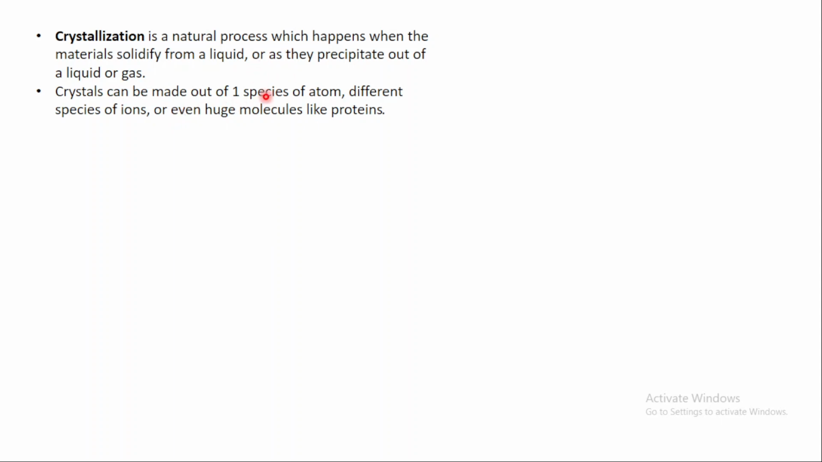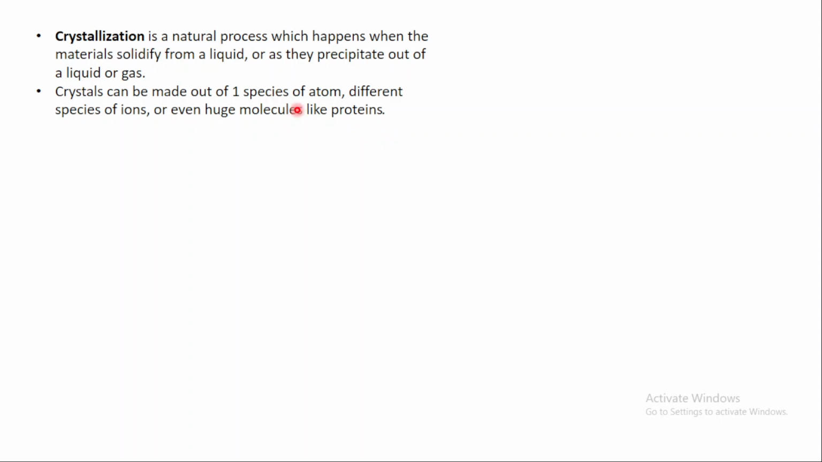Crystals can be made out of one species of atom, different species of ions, or even huge molecules like proteins. So it's not always that only materials can form crystals. Even atomic species can form crystals. Ionic species like NaCl, we have sugar cubes. Sugar is made up of sucrose. We have NaCl, an ionic compound, and we have salt crystals. So crystals can be of many varieties, and proteins.